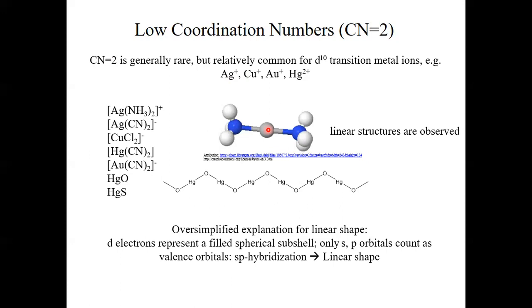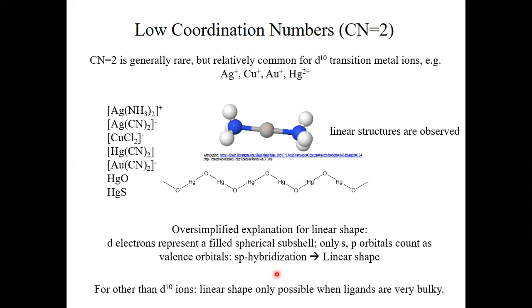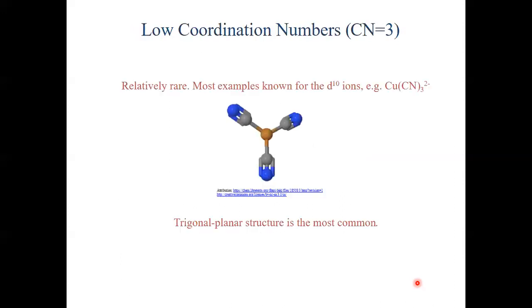Okay, so now what about the coordination number of 3? Well, first of all, I wanted to add that when we have other d10 ions, then that linear shape with the coordination number 2 is only possible when the ligands are very bulky, because otherwise that coordination compound has the property to add ligands in order to stabilize itself, similar to the coordination number 1. All right, so now what about the coordination number 3? So also the coordination number 3 is still considered to be a low coordination number. It's also relatively rare, except for the d10 ions that like that coordination number.